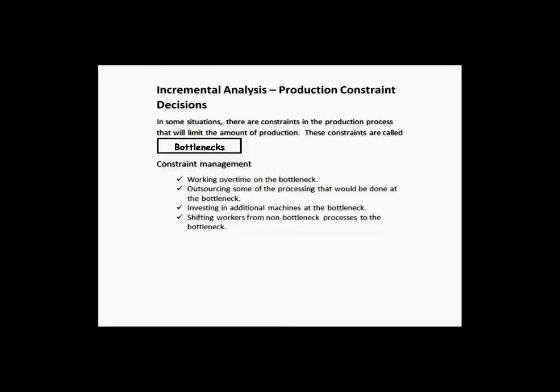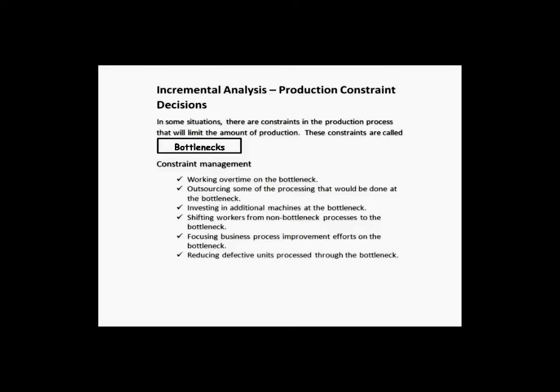You can shift workers from non-bottleneck processes to the bottleneck if there's some type of labor-intensive work that has to be done. You can also look at, and a lot of companies seek this, business process improvements in order to improve the bottleneck, create business processes that will create an efficiency to eliminate the bottleneck or work around the bottleneck.